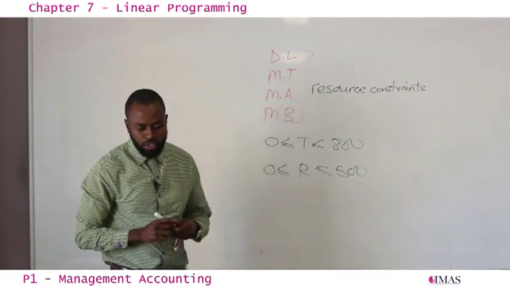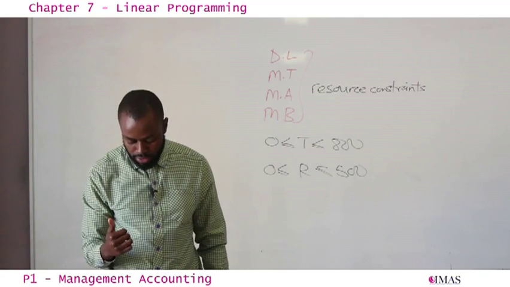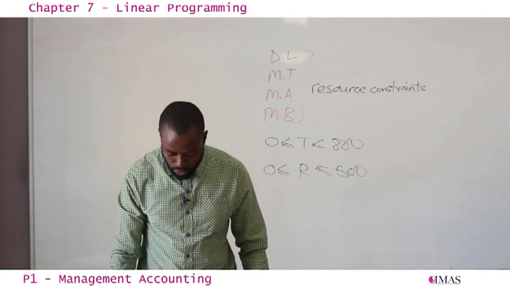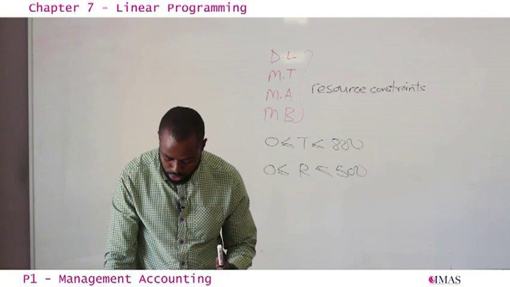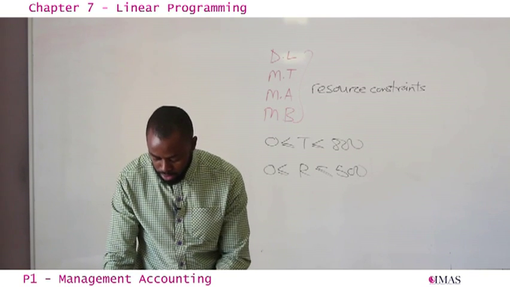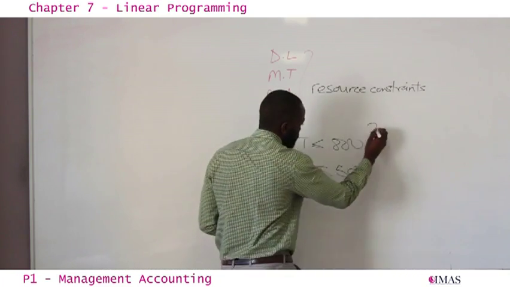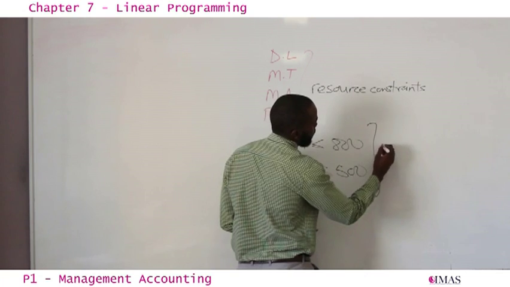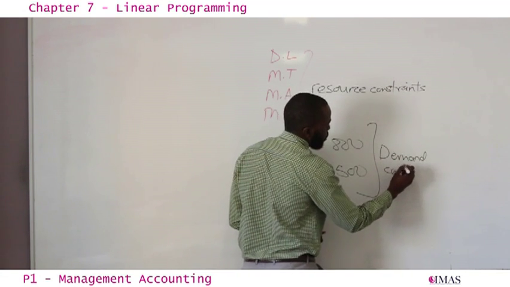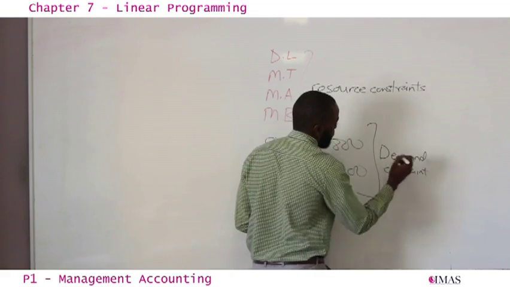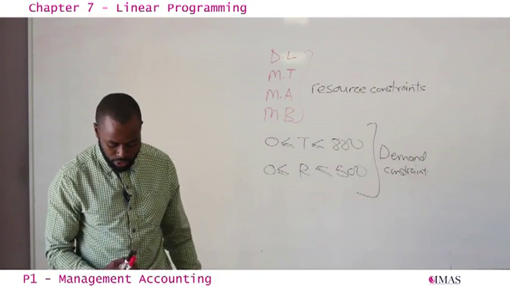When you look at the other question, I told you that our demand constraints, we know them because they are straight lines that are parallel to the x-axis and parallel to the y-axis. So R is equal to 500, which is a straight line parallel to the y-axis, and T is equal to 800, parallel to the x-axis. Whenever we have a parallel line, this is a demand constraint. So here we're just explaining again our concept using this question. We haven't started answering the question.